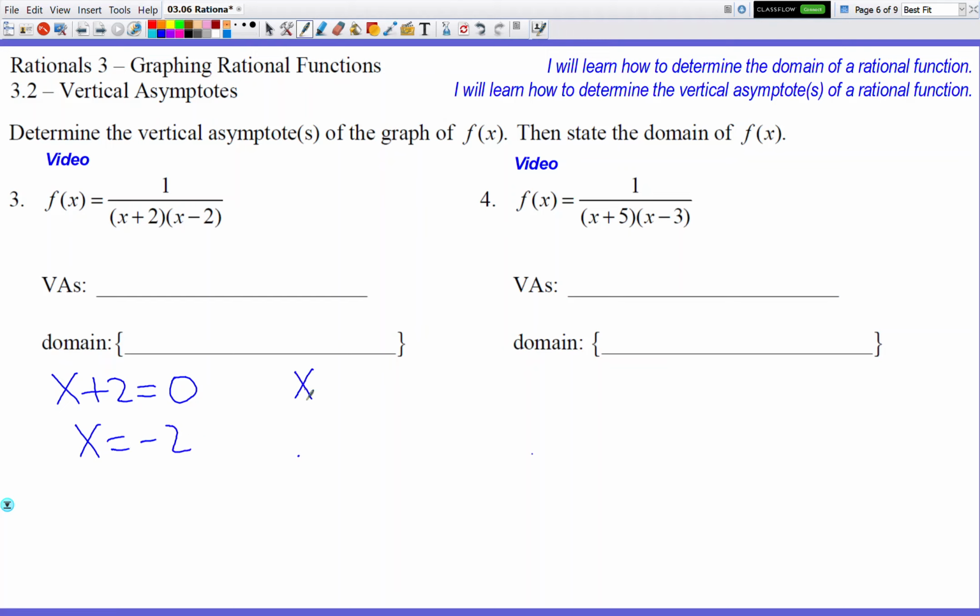Then we're going to grab our second parentheses, x minus 2. We're going to set it equal to the number we never want it to become, which is a 0. We're going to solve for x. We get x is 2. So we got 2 VAs.